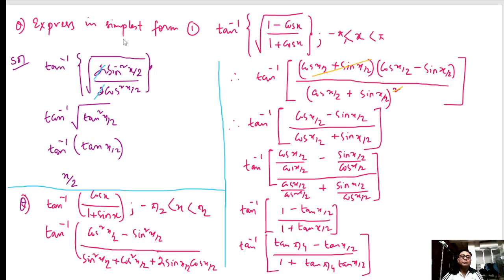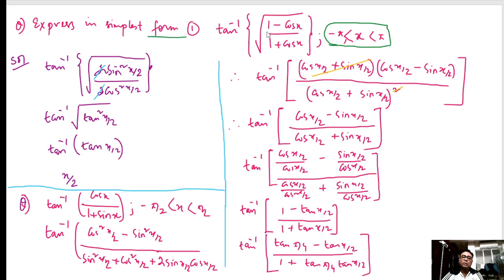Next is express in simplest form. Number 1, tan inverse root over 1 minus cos x by 1 plus cos x, where x lies between minus pi and pi. So let us now start.